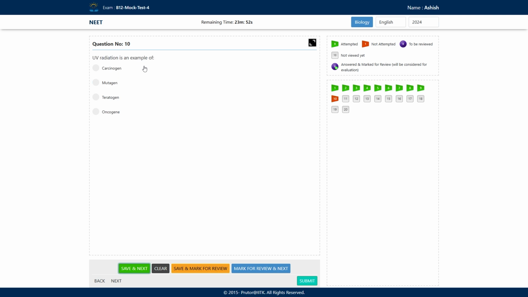Now, UV radiation is an example of carcinogen, mutagen, teratogen, or oncogene. Carcinogens can cause cancer. Mutagens cause mutations. Teratogens are the agents which can cause birth abnormalities, so they cause abnormalities during fetal development. And the last is oncogenes, genes which can cause cancer. So, what will be the correct answer here?